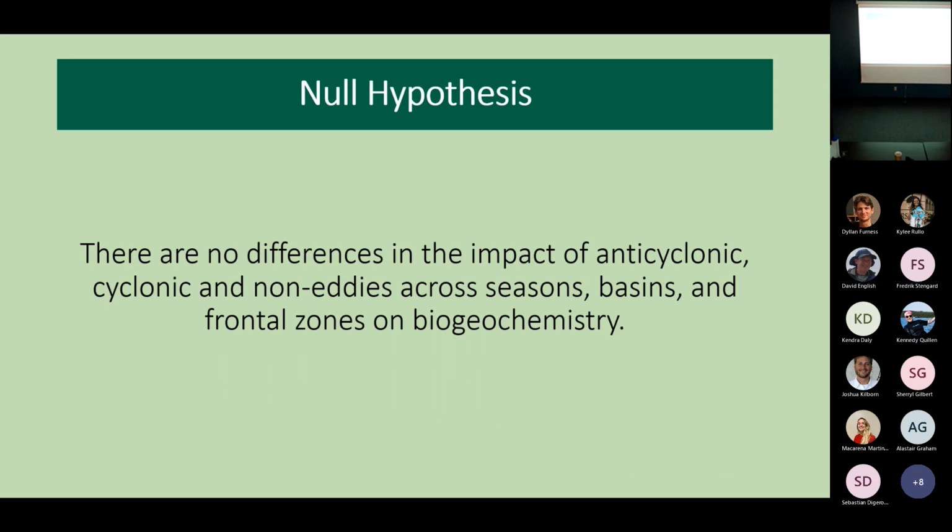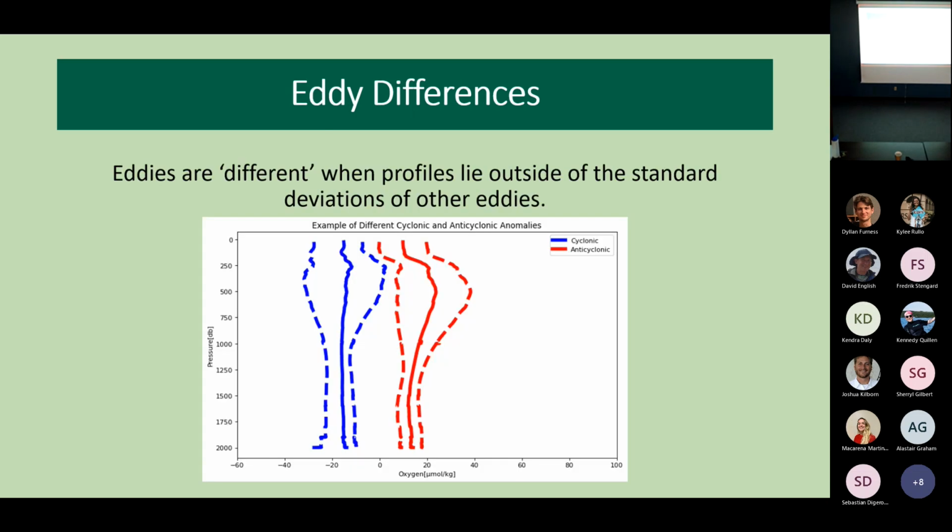So the null hypothesis we're trying to refute is that there are no differences between the impact of anticyclonic eddies, cyclonic eddies, and non-eddies across all seasons, basins, and frontal zones on biogeochemistry in the Southern Ocean. And we're going to do that by looking for what I'm going to define as eddy differences.